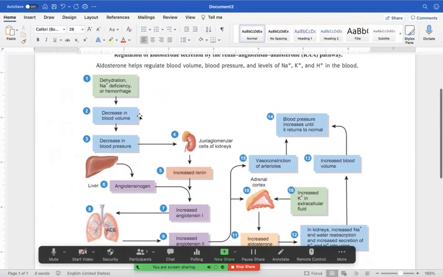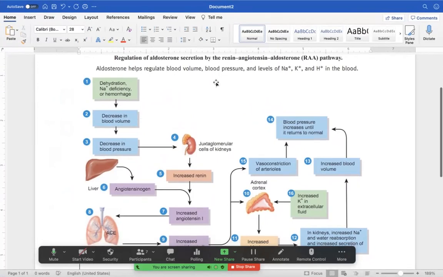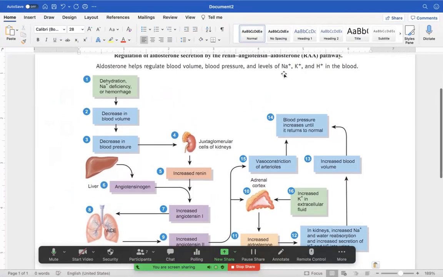Can everyone see this? So what's RAA? It's hormones: renin, aldosterone, and angiotensin. It's called the RAA pathway. Its function is to regulate blood volume and blood pressure, and as a side effect, sodium, potassium, and hydrogen ion levels.